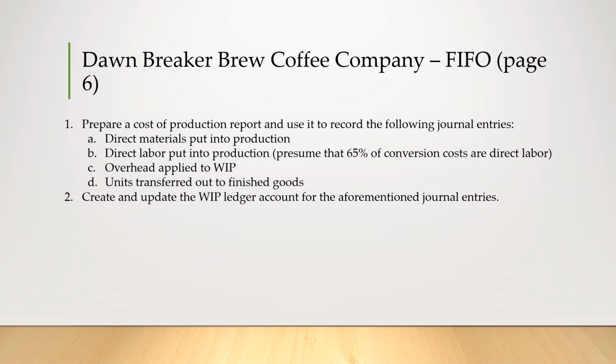Using the previous information, let's build a cost of production report. At this point, you should be able to calculate the equivalent units as demonstrated in our last example. Maybe pause the video and try to do that much on your own, then watch the rest of the solution. Once you have your equivalent units, we'll determine the dollar values for those items and record our journal entries for direct materials put into production, direct labor put into production, overhead applied to work in process, and units transferred to finished goods. Once we have our journal entries, we'll use them to update the work in process ledger account for the roasting department.